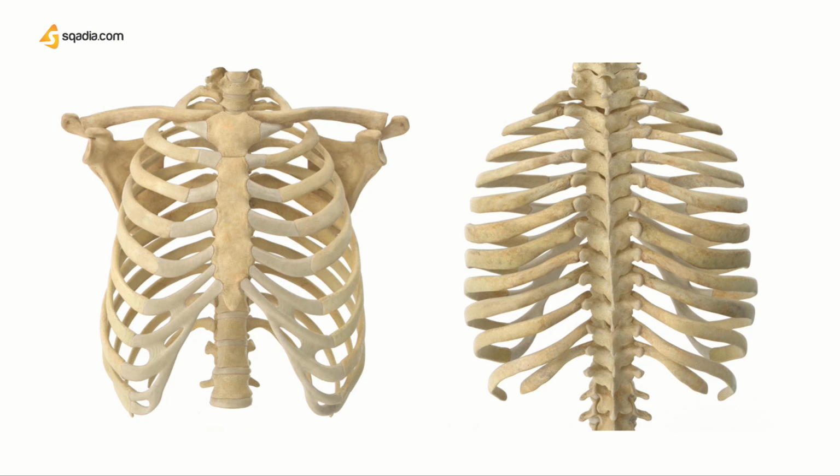Okay, so now let's talk about the joints of the thorax. Now, the skeleton of the thorax, as we already learned, because it's rib-shaped, it's shaped like a cage. It's cage-shaped. What we can see is that there are multiple bars that are articulating.